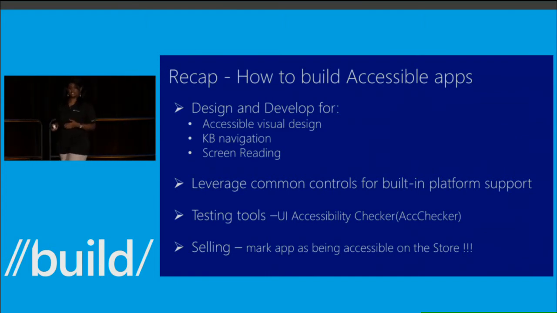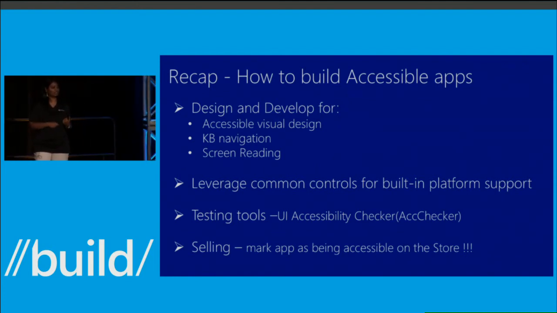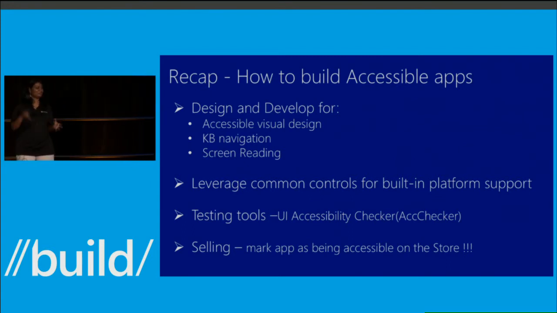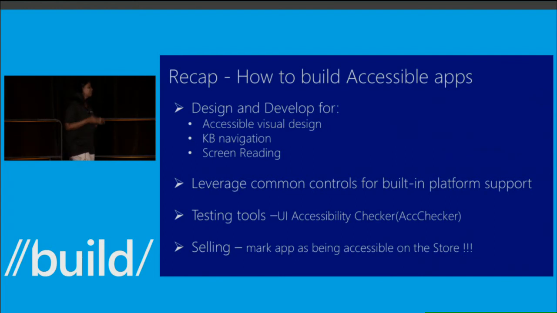And the next step is you want to test your app. We went through UI Accessibility Checker to be able to do that. This tool is available in the Windows SDK along with a whole bunch of other testing tools. And there are pointers to it in my deck. And last but not the least, the most important part, you get to sell your app. You get to mark your app as being accessible when you're submitting your app to the store.